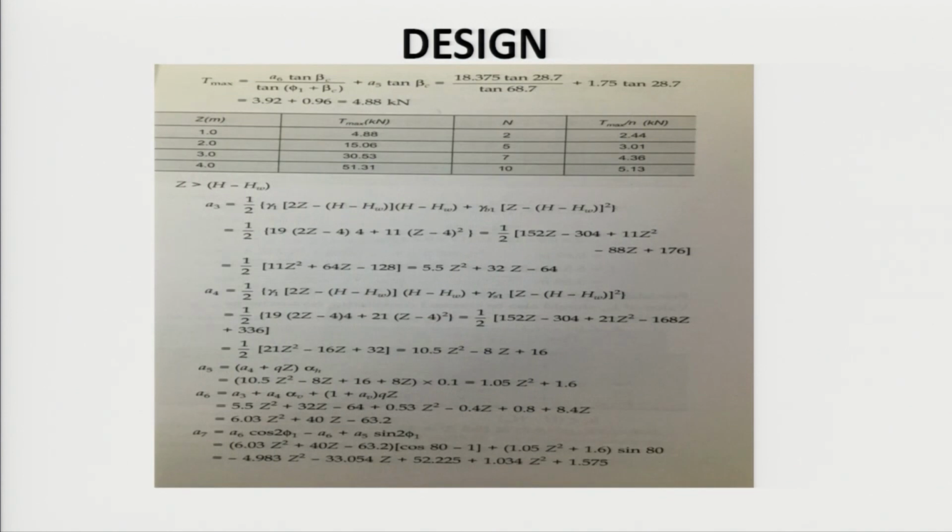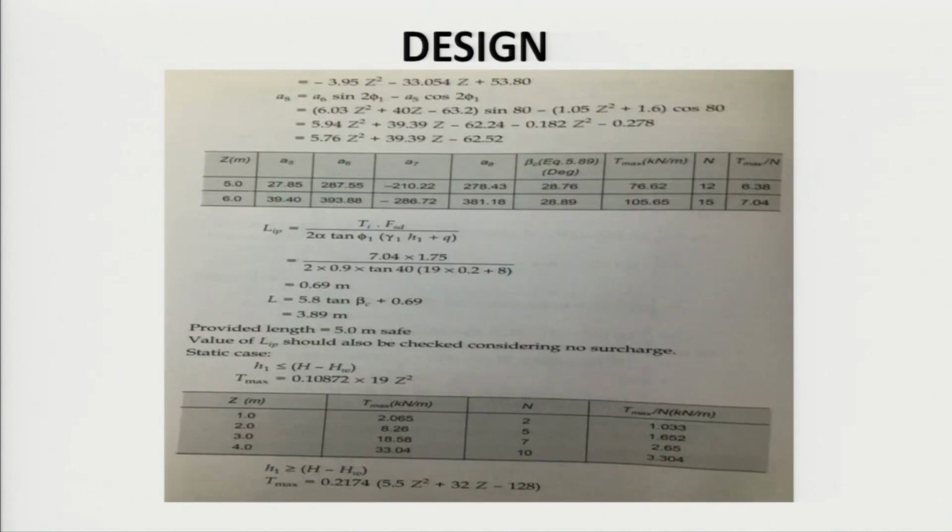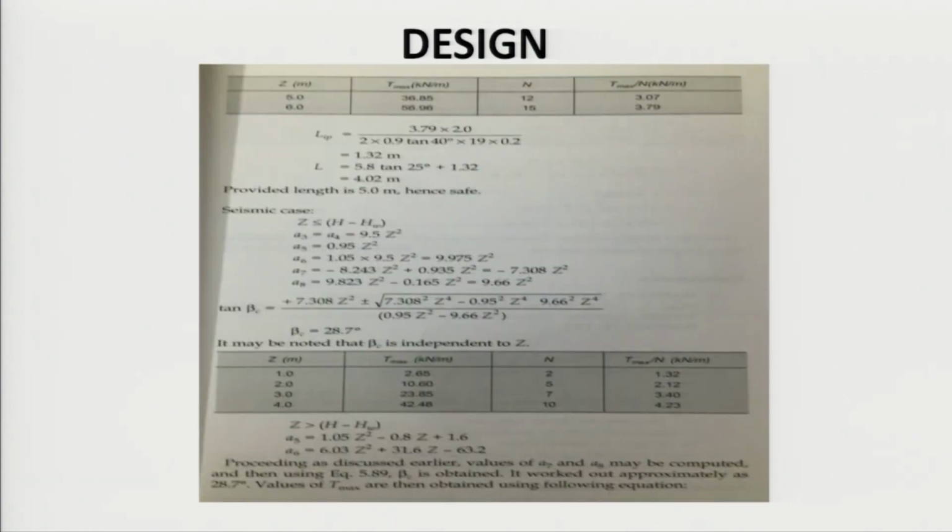So we have to calculate this one, and here Z should be more than H minus HW. So we have to calculate different A3, A4, A5, A6, A7 that we have already considered in the design consideration. So this is A8, the value is already calculated 3.89. So again H1 should be more than or equal to H minus HW. So again this is given in this table. So we have calculated 4.02.